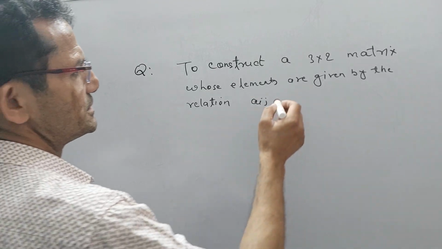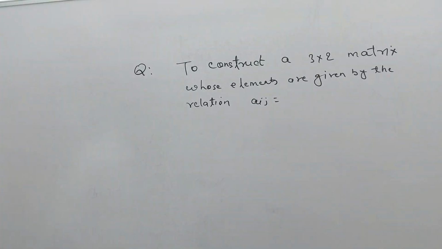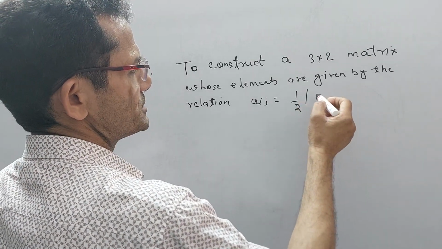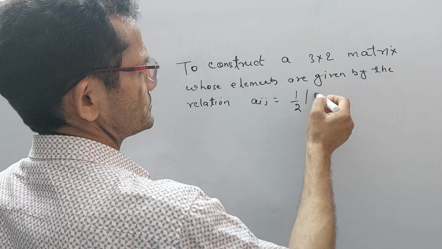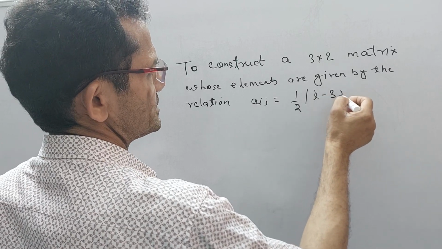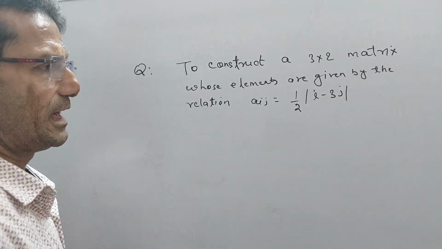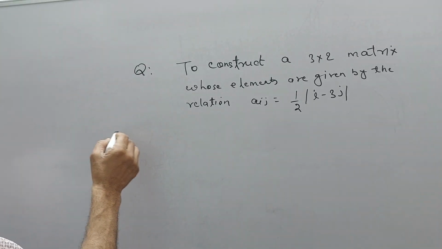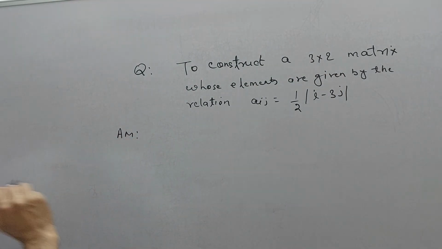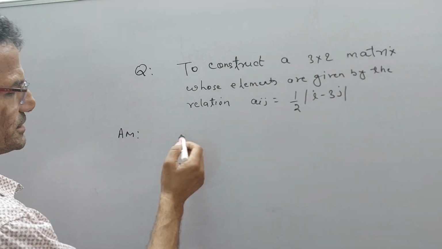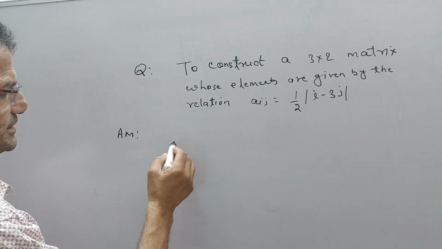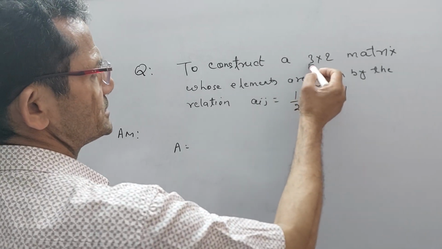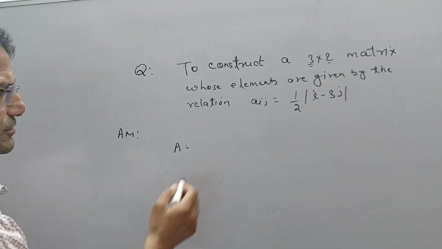a_ij, the ijth element, is equal to half of the modulus of i minus 3j. So this is the general element of the matrix. We have to construct a 3 by 2 matrix. So our answer would be a 3 by 2 matrix. There are 3 rows and 2 columns.